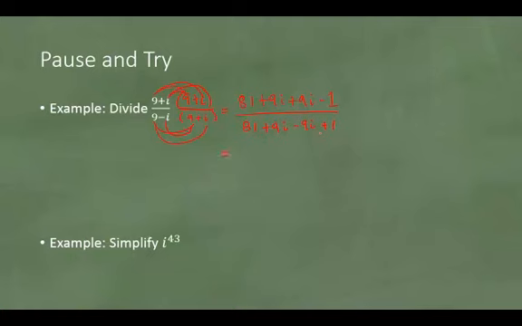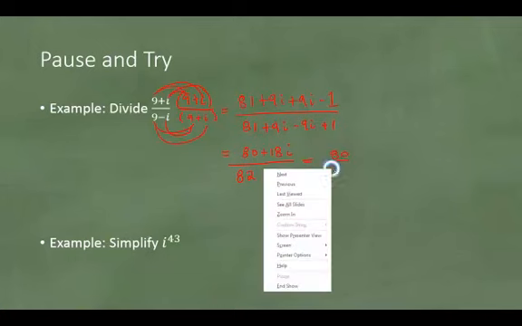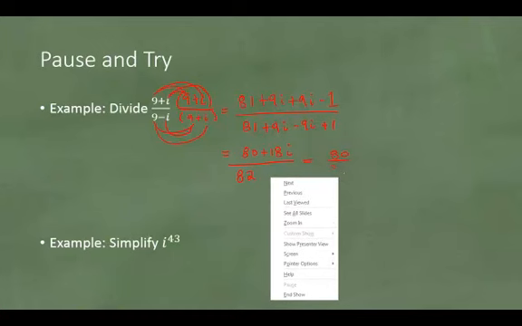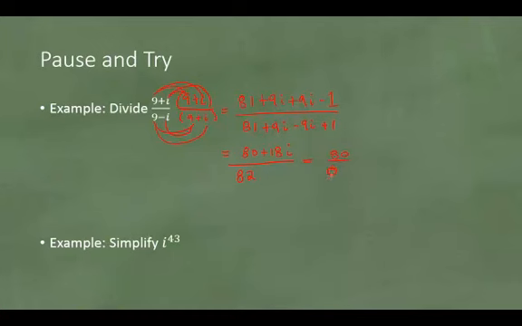I'm going to simplify to get this 80 plus 18i over 82. And then you could simplify this yourself if you wanted to write in complex form. You could write 80 over 82 plus 18i over 82, and so on.